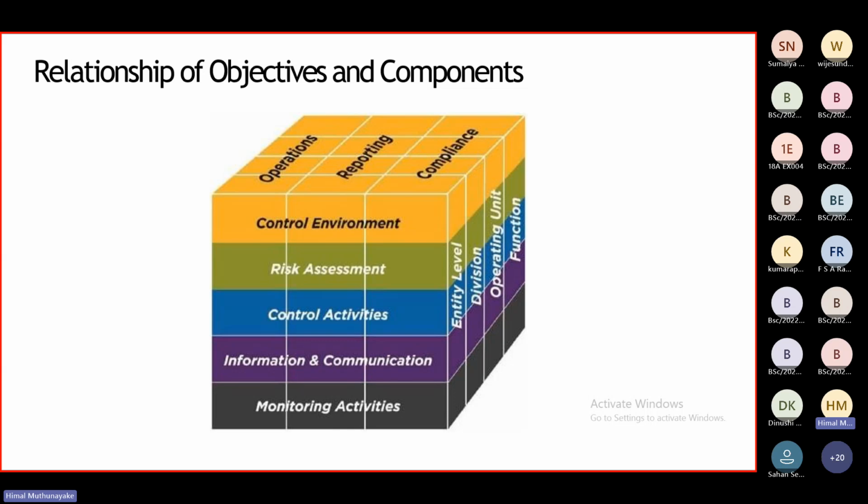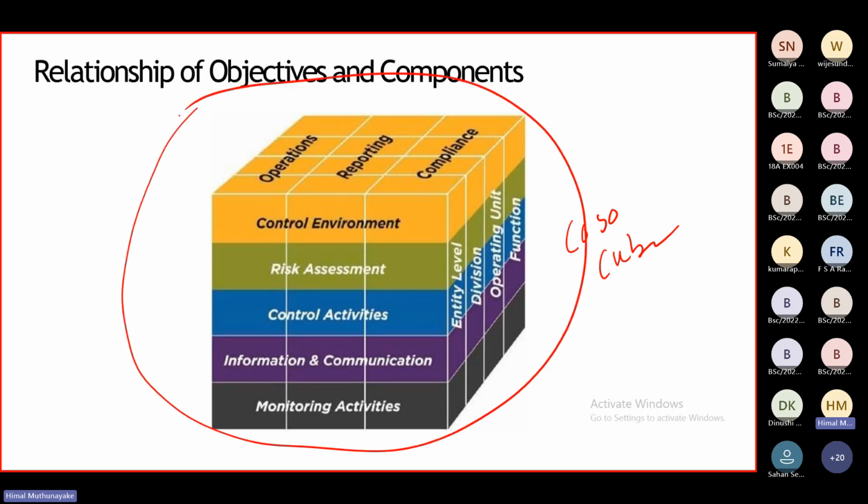So when it comes to the components and objectives of internal controls, this is the COSO framework cube, right? What does that mean? This cube represents the entity, a company. In a company, we have three different objectives: operational objective, reporting objective, and compliance objective.